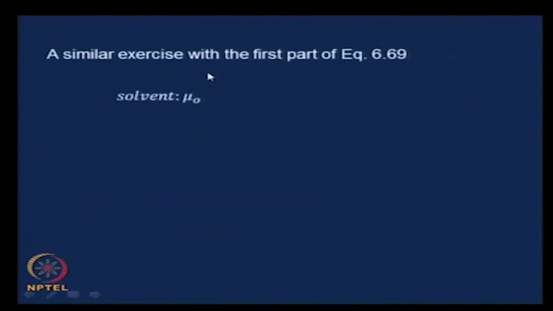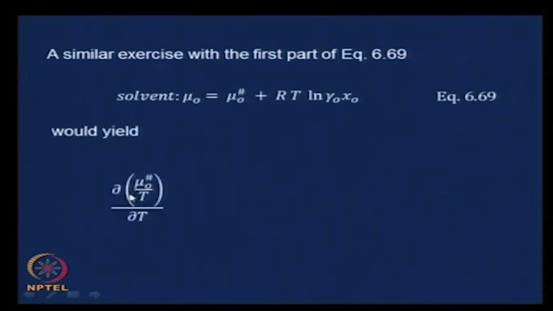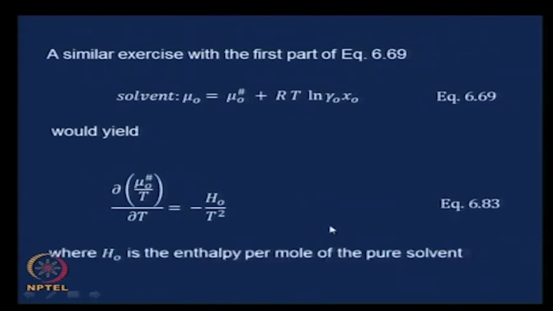Now, if we do a similar exercise with the first part of that equation divided by T and take the derivative with respect to temperature again, this is the first part of equation 669, that would give us dou/dou T of mu naught hash by T equals minus H naught by T squared, 683, where H naught is the enthalpy per mole of the pure solvent.